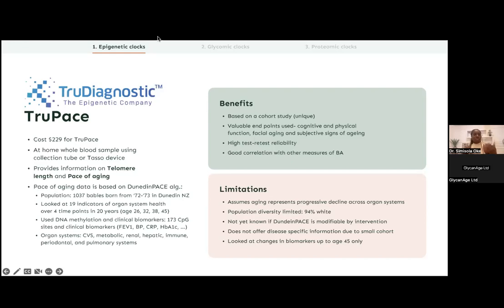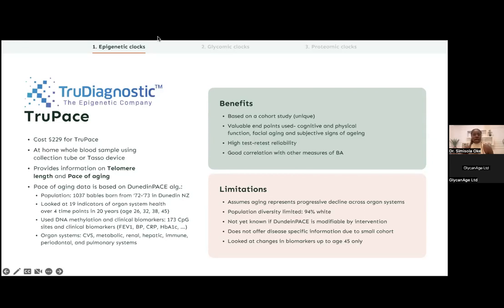And so as the group that did the Dunedin pace research continues to do research and publish work on this, I think it will be really interesting to see if they find that the age is modifiable with interventions as well. But at the moment, that is not yet known. And so it creates a question of how useful this is if I don't know if it's going to change when I make interventional changes.